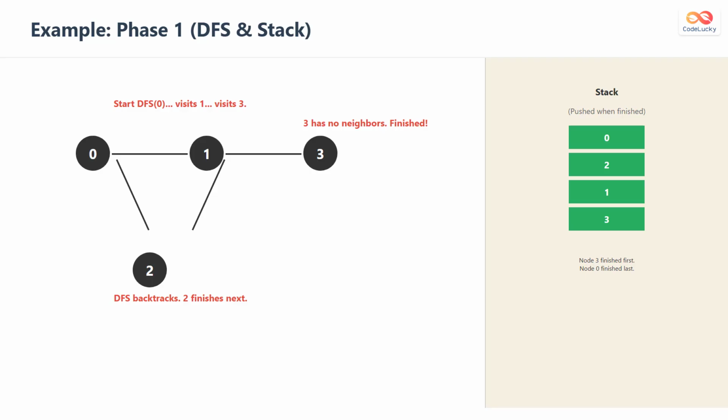Let's visualize this with a simple graph. We start DFS at node 0. It goes to 1, then 3. Node 3 has nowhere to go, so it finishes first and goes into the stack. We backtrack to 1, go to 2, and eventually 0 finishes last. So 0 ends up at the very top of our stack.